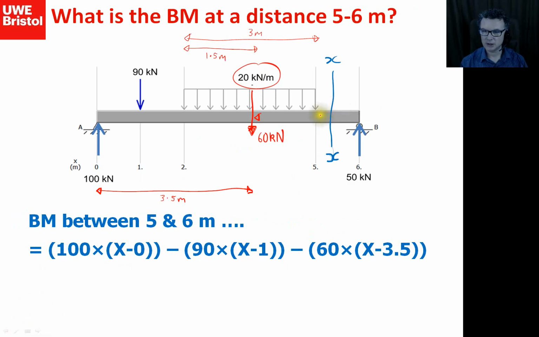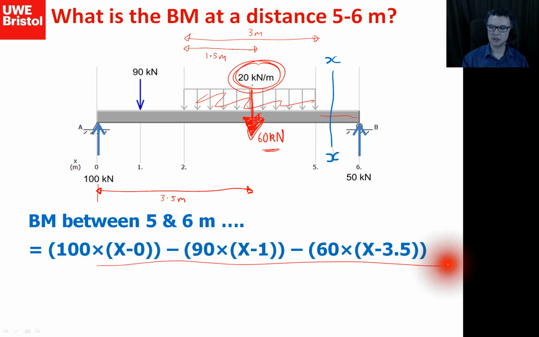When we're at this region here, we then have to pretend that the UDL goes away and we replace it with a concentrated load at that point. And so I worked that out to have a total downward force of 60 kilonewtons, and it was located at 3.5 away from the start location there. So the correct equation for the M equation for the region between 5 and 6 now becomes a linear equation and no longer parabolic.